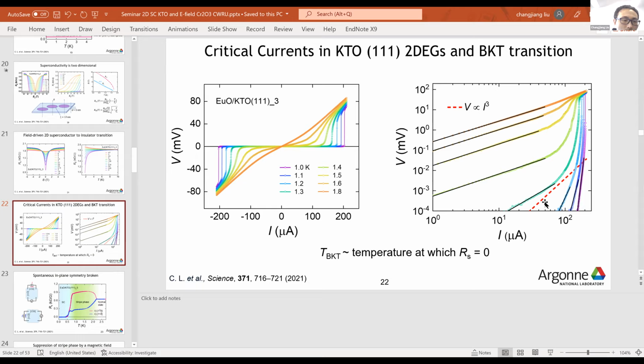As I described earlier, KTO has very similar properties to STO. For STO, people have proposed several different mechanisms, including the TO soft phonon, which is responsible for the large paraelectric behavior. So it is possible that those mechanisms could be applied to this system.